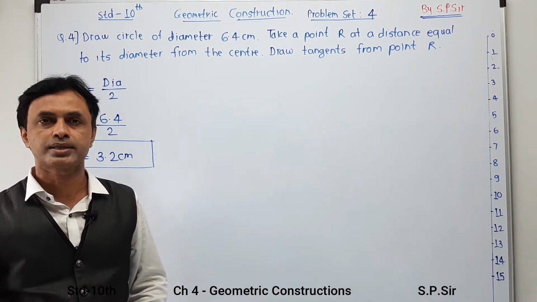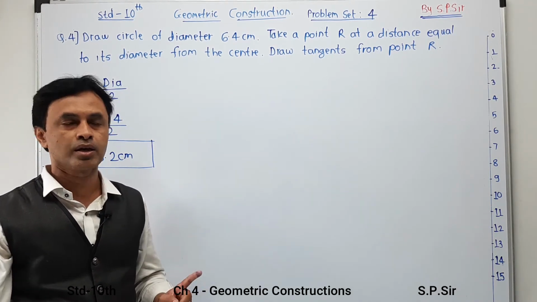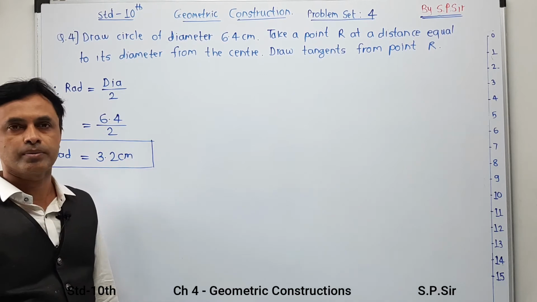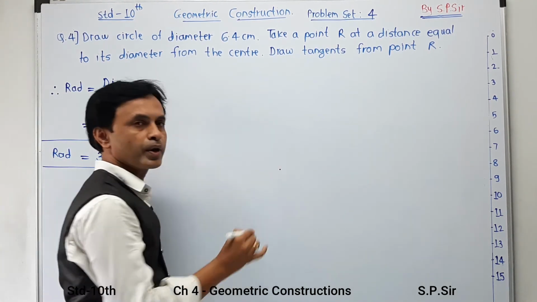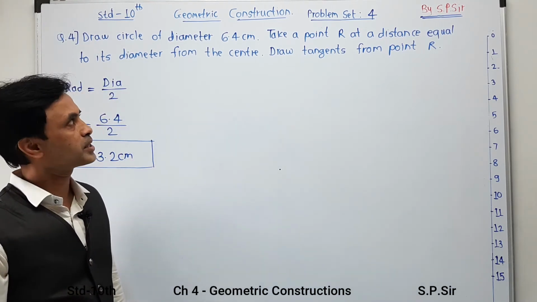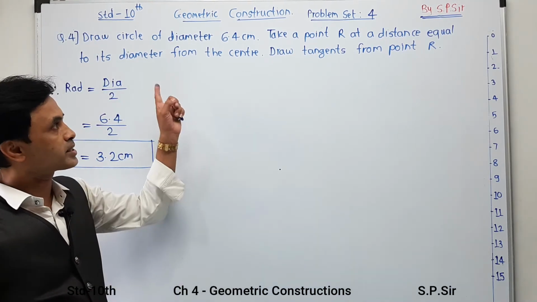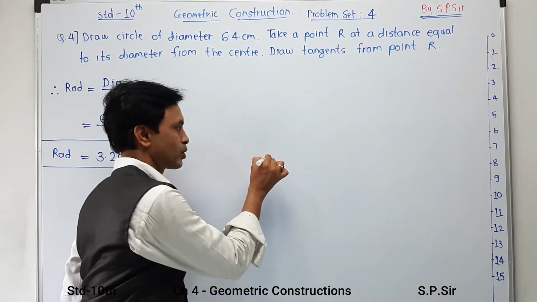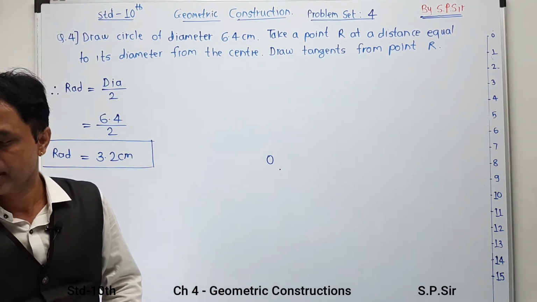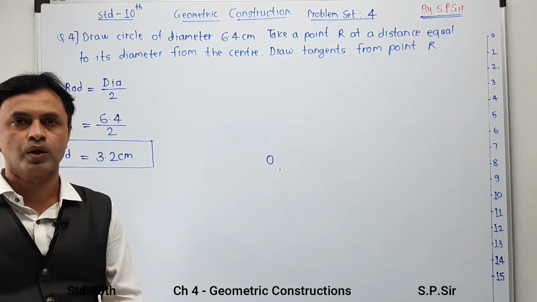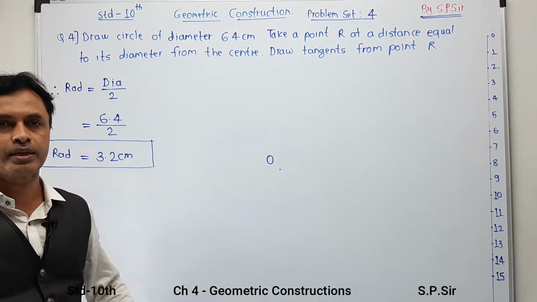Now the second part is that we have to draw a circle of radius 3.2 centimeter. First of all, I am going to mark one point on the paper, and that is nothing but the center of the circle. Since no name is given for the center, I am going to call this center O. And now the next step is to draw a circle of radius 3.2 centimeter.